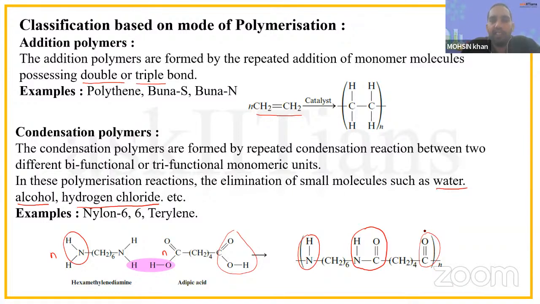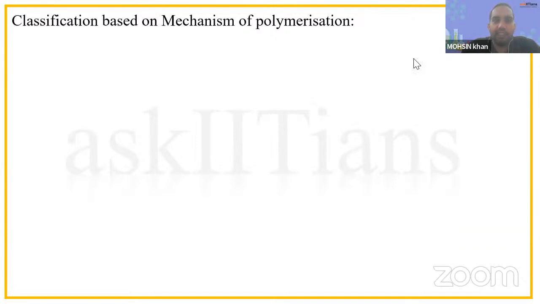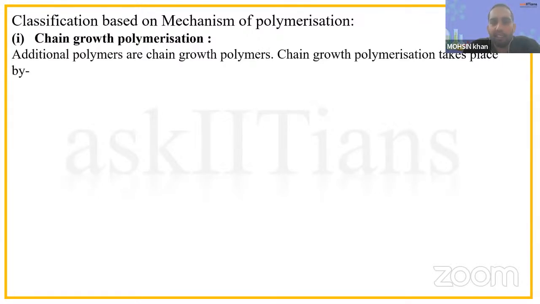Moving on to the next classification. This next classification is based on the mechanism of polymerization. So we have 2 types of mechanism here. One is known as chain growth polymerization. What happens in chain growth polymerization?